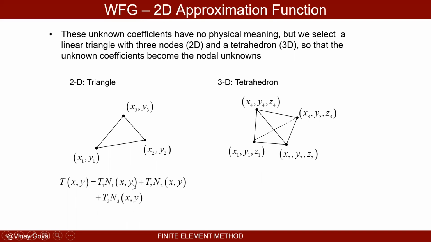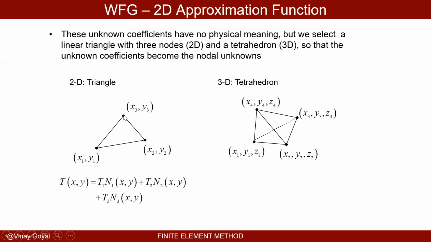So here you can see that I have T1 times N1 plus T2 times N2 plus T3 times N3, and what I really want is, when I plug in x1 and y1 here, I want N1 to be 1, and then T1 to show up as a value there. I also want that when I put in x2 and y2, N1 is 0 at this node, N3 is 0 at this node, but N2 is 1 at this node, and so I get the value of T2. It will return that value.